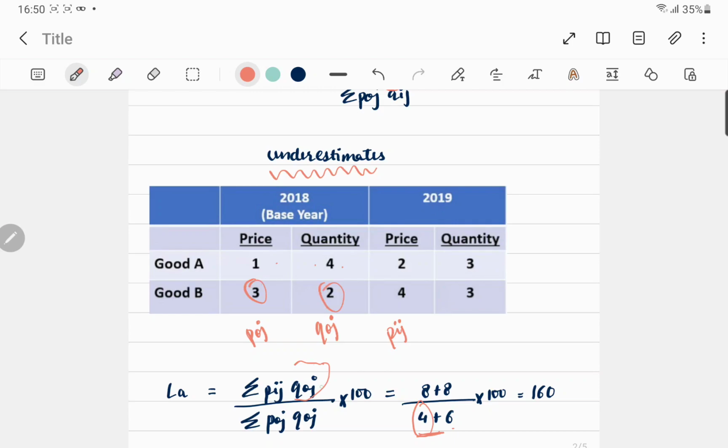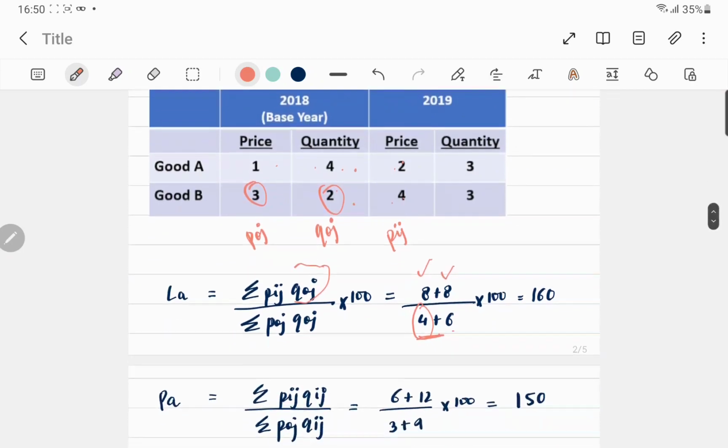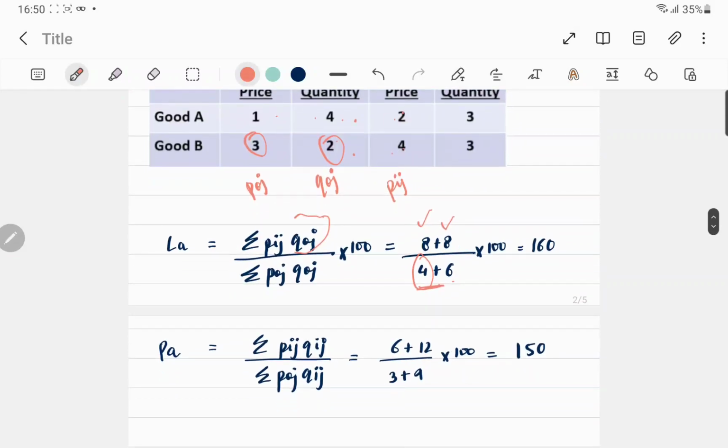And for Pij into Qoj, we multiply this and this. So we multiply 4 into 2 and 2 into 4, we get 8 plus 8. And hence our Laspeyres' index is 160. On similar lines, you can calculate your Paasche's index. I want you to do this exercise yourself and check your answer. You should get 150.